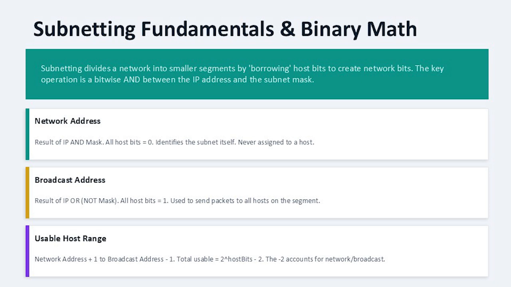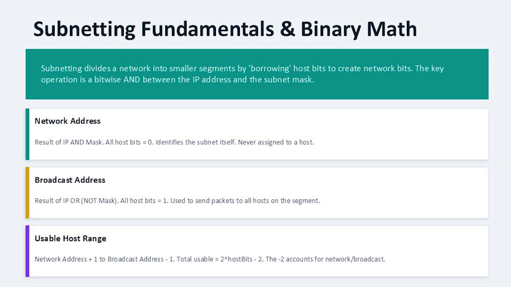Your network address is the result of the IP address ANDed with the subnet mask, with all the host bits set to 0, and that will identify the subnet itself. Then the broadcast address will be the IP address ORed with the inverse of the mask, and that would be the highest value of that particular network. And then the usable host range is going to be the network address +1 and the broadcast address -1.